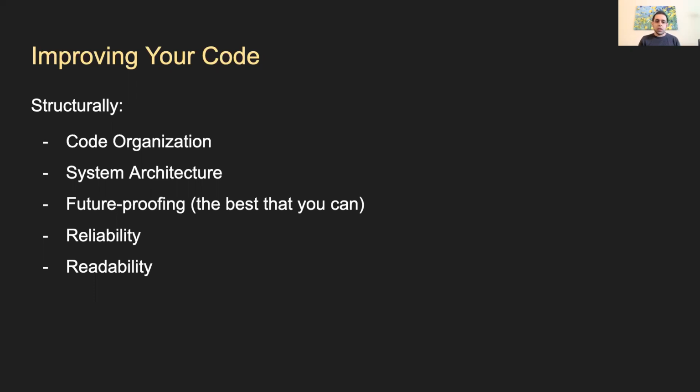Readability, again, it may seem kind of trivial, but it is a very important thing for improving your code. Just having it be readable and understandable by yourself, like if you come back to your code a year later, it should be pretty easy for you to understand it, but also more importantly for your teammates to be able to look at your code and understand it.